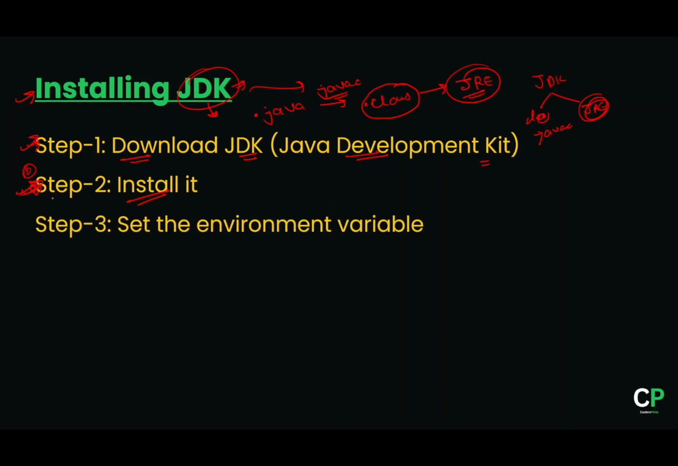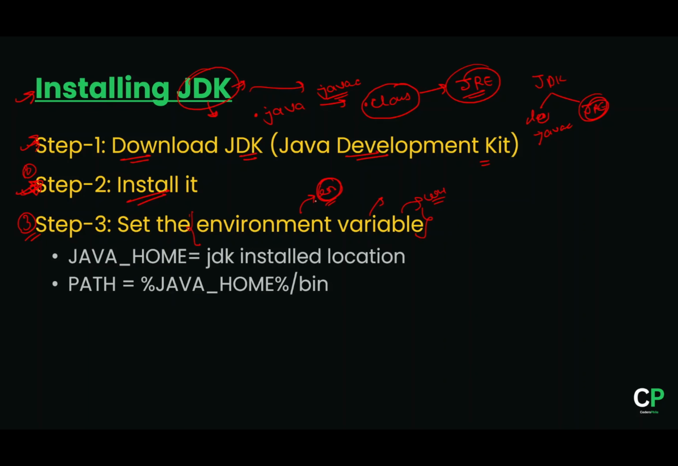Now after installing the JDK, we need to set some environment variables. Before setting them, we first see why there is a need for setting the environment variable and what an environment variable is. Basically, an environment variable is a variable that stores some important information. We need to set 2 environment variables. The first one is Path and the second one is JAVA_HOME.